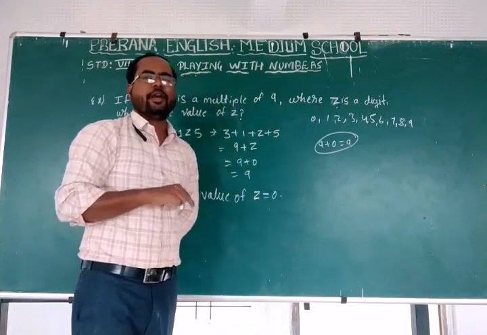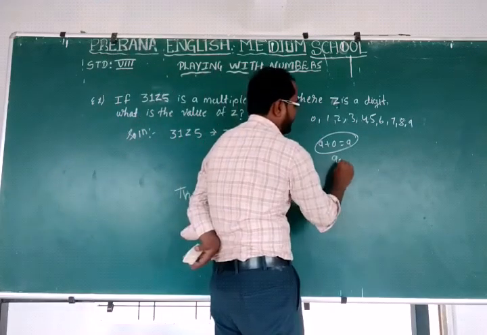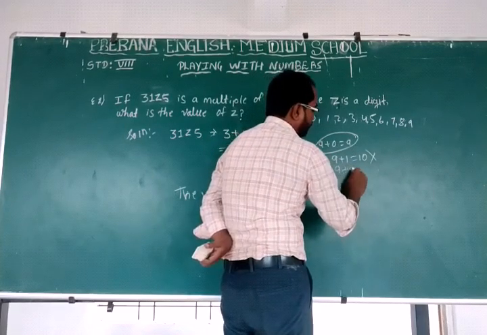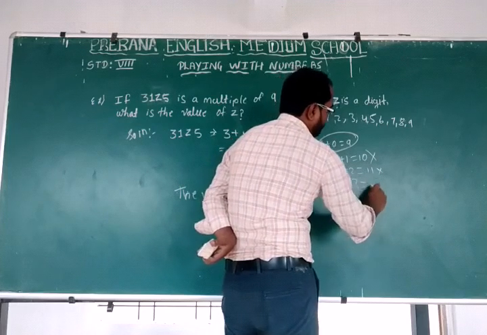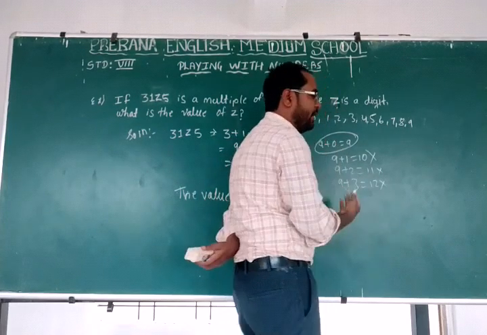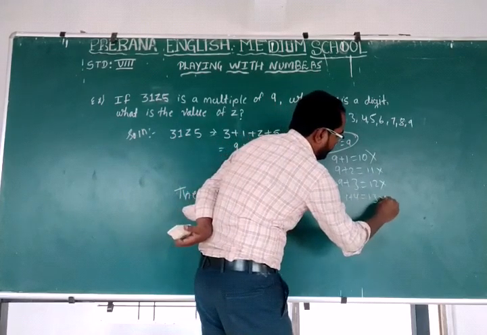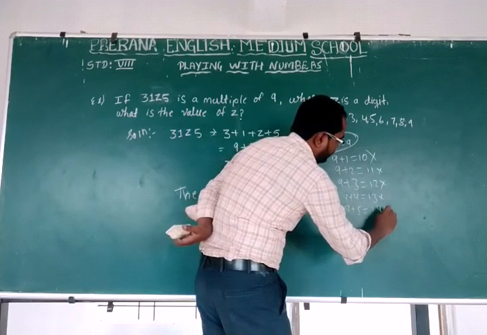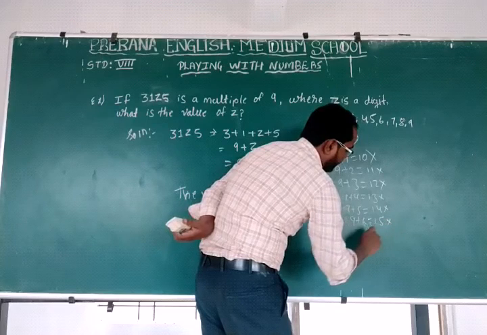Is 0 the only value here? If you want, check for the other numbers. 9 plus 1 is equal to 10, not a multiple, leave. 9 plus 2 is 11, not a multiple. 9 plus 3 is 12, not a multiple of 9, leave. Next, 9 plus 4, 13, not a multiple. 9 plus 5, 14, not a multiple. 9 plus 6, 15, not a multiple, leave it.